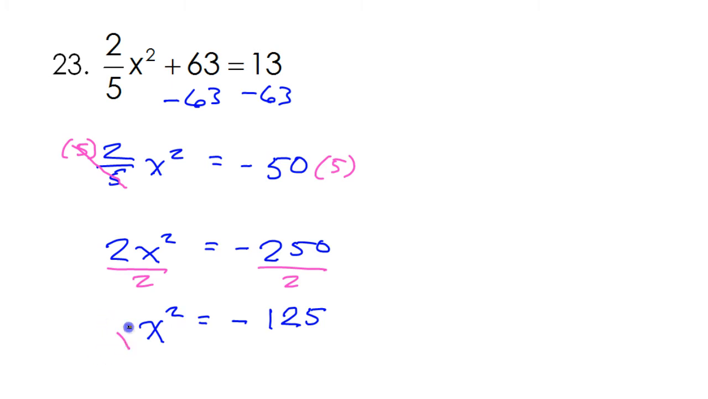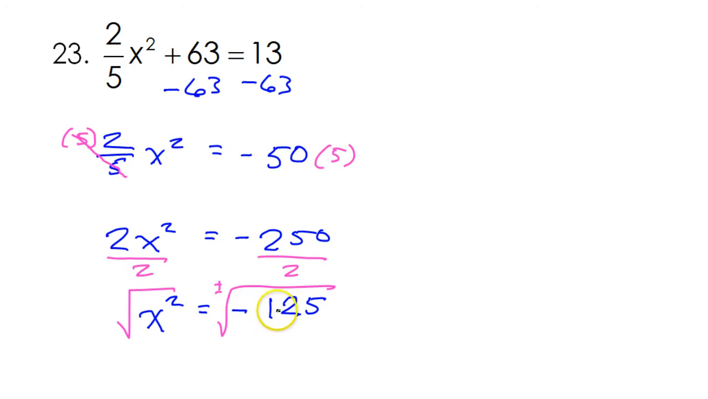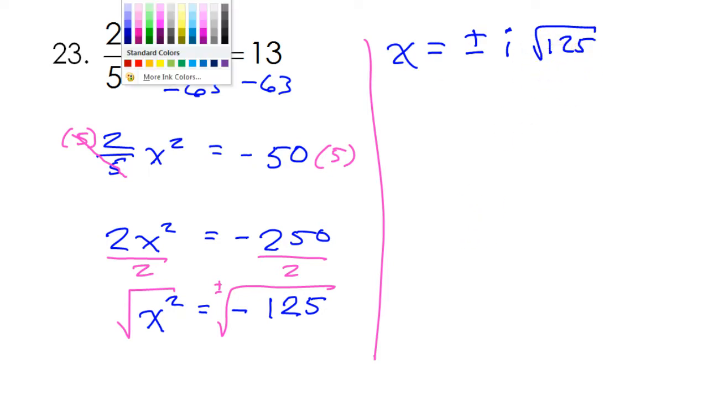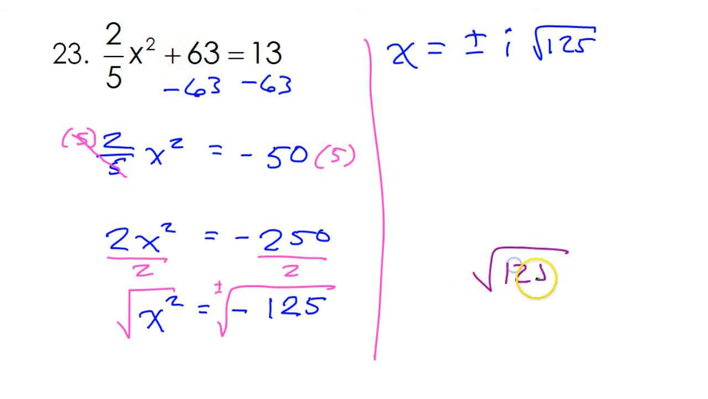Okay. Alright, so again, we take the square root of both sides. Don't forget that plus or minus. Again, when you have a negative under the radical, that's going to be i. So I have x equals plus or minus i radical 125. Okay, we can simplify the square root of 125 off to the side. Square root of 125. Okay, 125, clearly 25 divides evenly into this. So this is the same thing as 25 times 5.